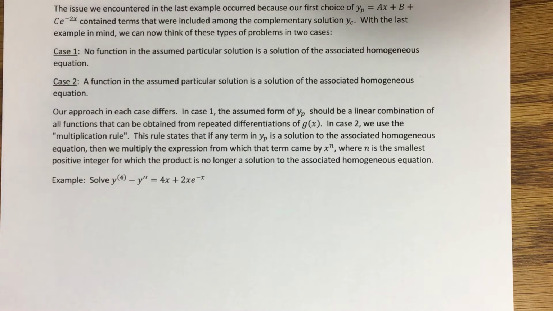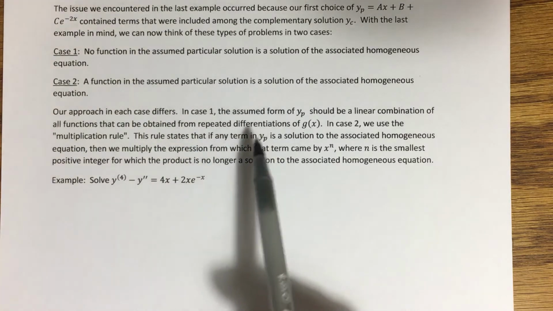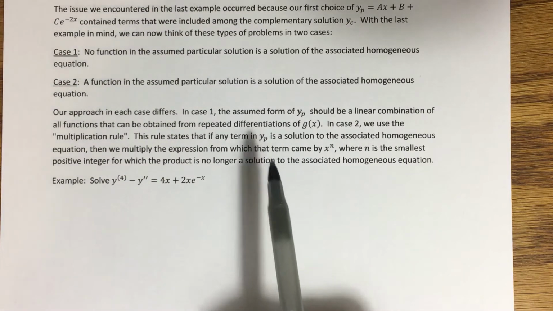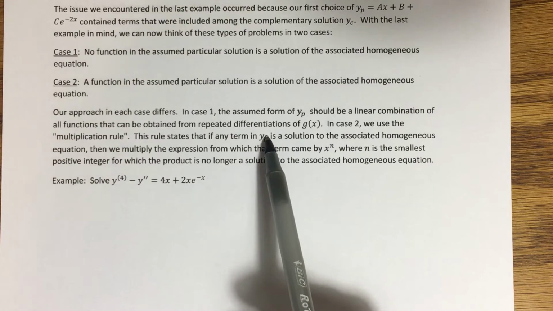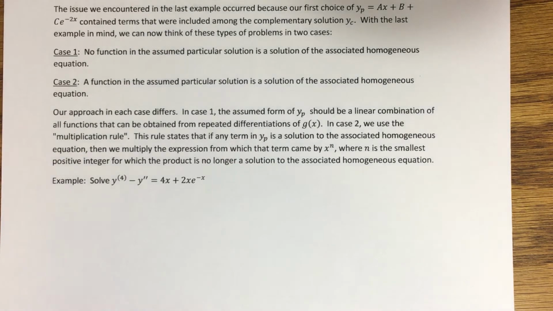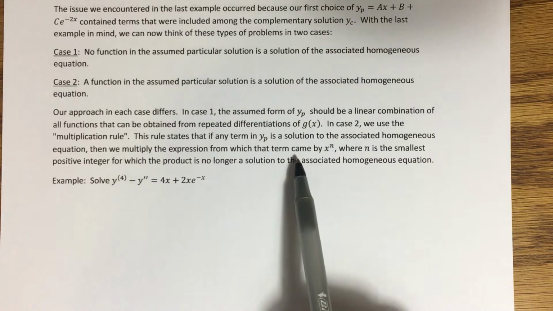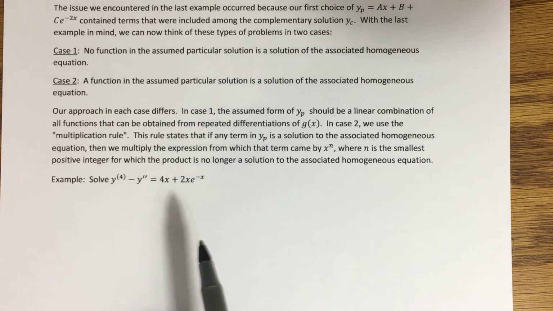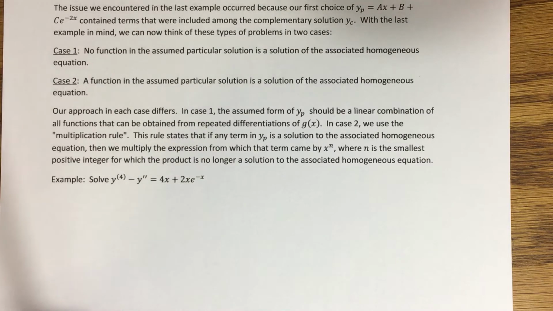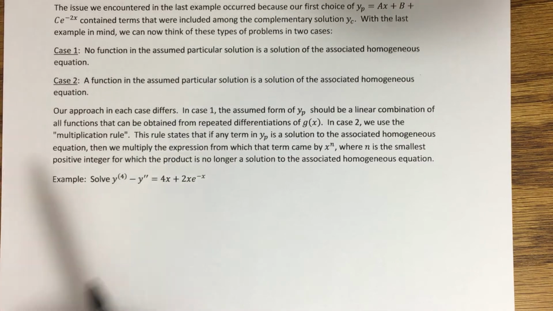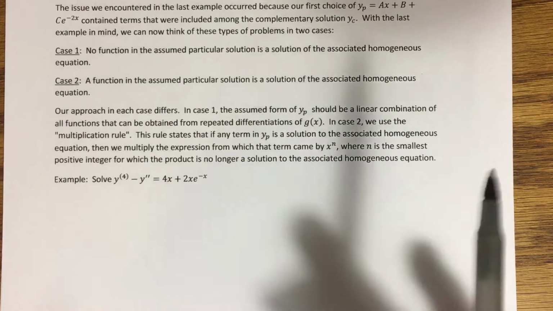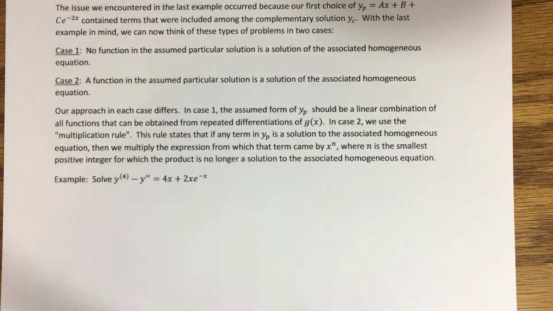Case 2, we use this thing that I just mentioned called the multiplication rule. And what this rule says is that if you start with what I guess we could say is the obvious choice of yp for a given g of x, and then if you compare that to your complementary solution, which you should have already found by that point, and if you find any terms in common, like we did in that last example, then what you do is you take the entire expression from which that term came and multiply it by whatever power of x eliminates that overlap between your particular solution and your complementary solution.